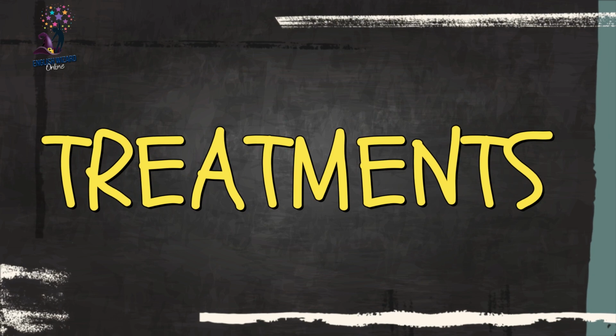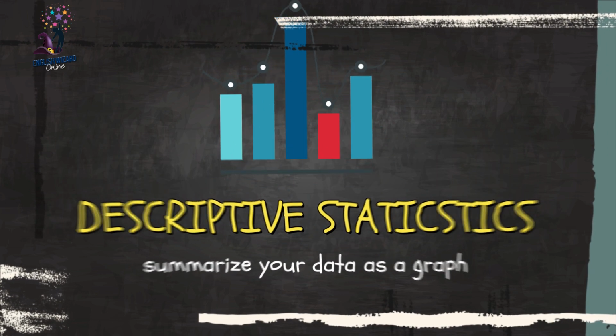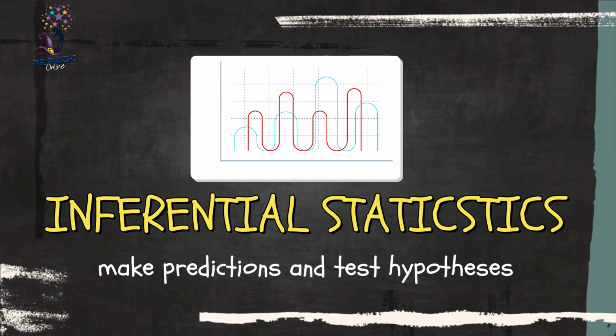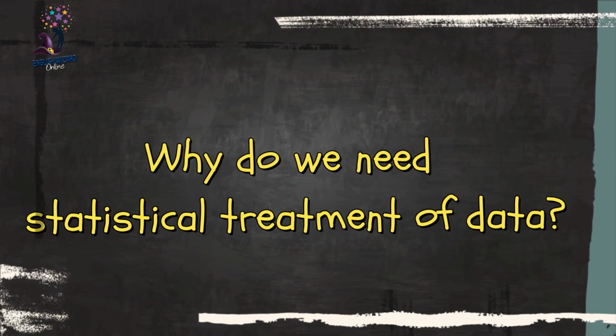Treatments are divided into two groups: descriptive statistics, which summarize your data as a graph or summary statistic, and inferential statistics, which make predictions and test hypotheses about your data. Why do we need statistical treatment of data?